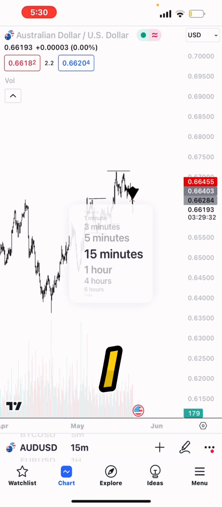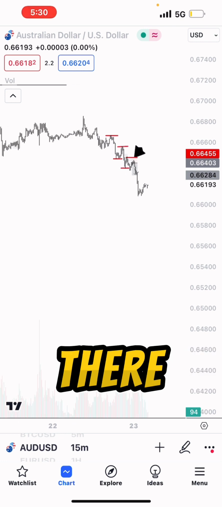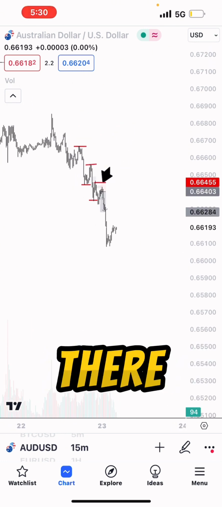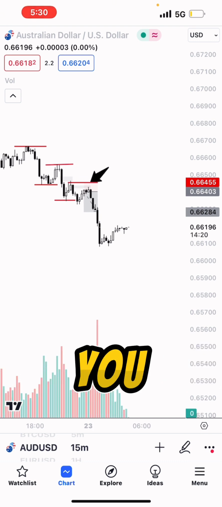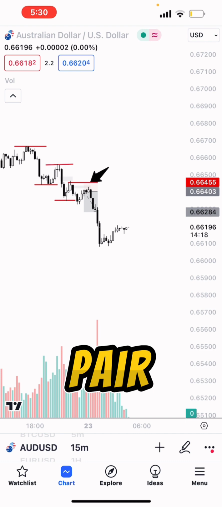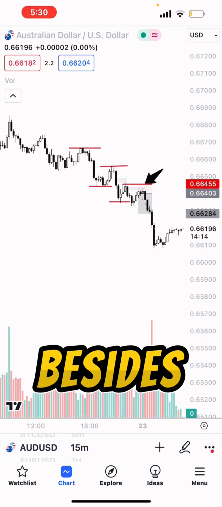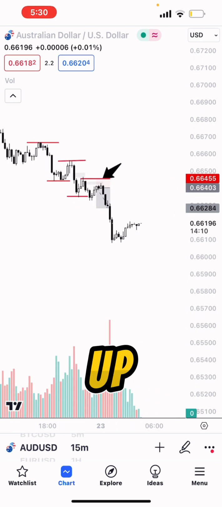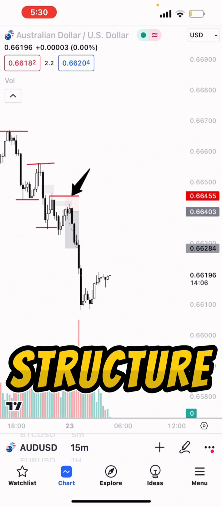But the reason why I sold off instead of buy is because there is no news for the Australian dollar, and because there's no news, there's no demand significant enough for me to want to place buys right here. Would you buy this pair? No, because there's no market structure showing you that we're going up besides on that higher time frame. Even though the higher time frame market structure shows that we're going up, you need confirmation on the lower time frame, which for me is a break of structure.